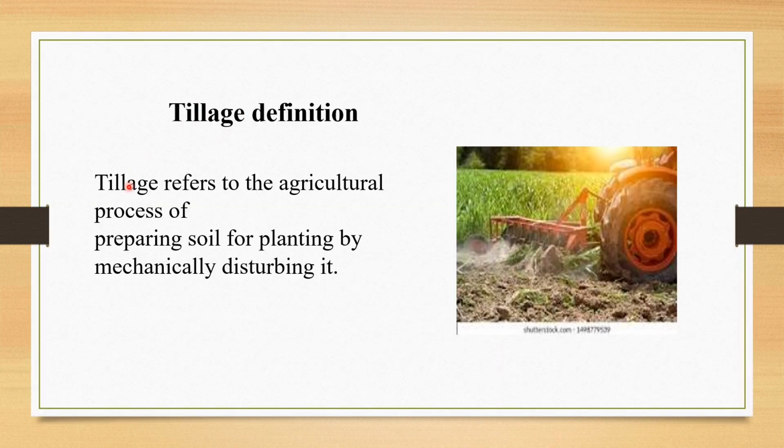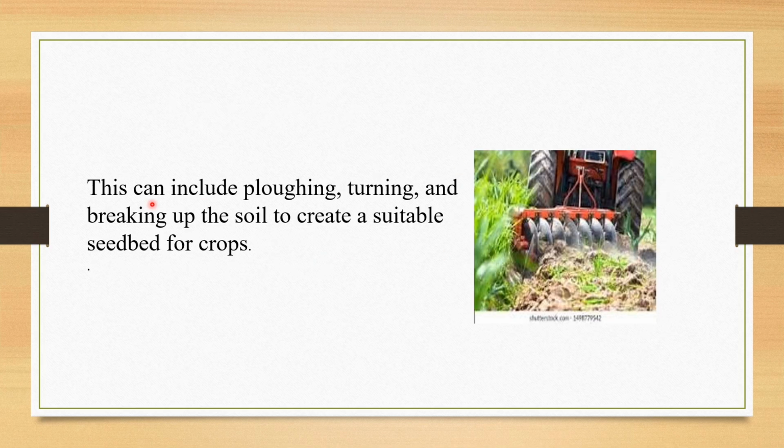In this video, mainly we discuss what tillage is, and the advantages and disadvantages of tillage. Now we see the definition of tillage. Tillage refers to the agriculture process of preparing soil for planting by mechanically disturbing it. It is one of the agriculture processes for the planting of crops. Through these implements we can disturb the soil, and for planting, tillage is done. This can include ploughing, turning and breaking up the soil to create a suitable seed bed for crops.